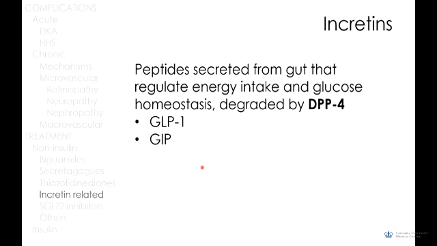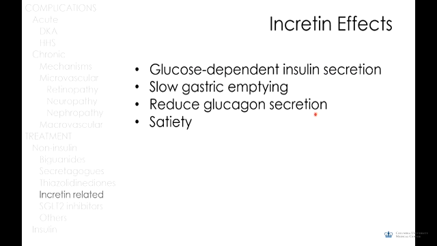So Rob already talked about incretins, right? They're secreted from your GI tract when you eat, and they help regulate your glucose homeostasis. GLP-1 and GIP are the important ones to remember, and remember that they are degraded by DPP-4. The downstream effects of incretins: they mediate glucose-dependent insulin secretion. They slow gastric emptying so that energy is coming out of your GI tract slower. And they also reduce glucagon secretion. So all good things if you're a diabetic.